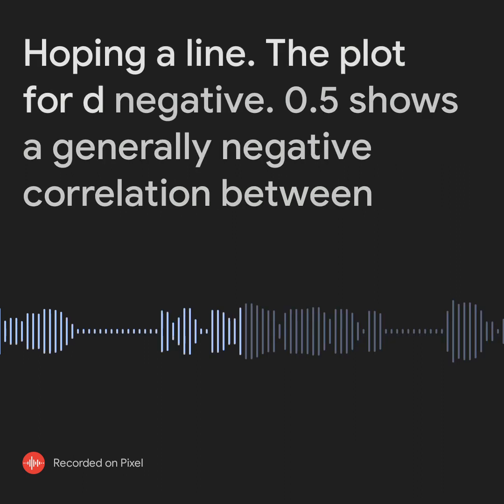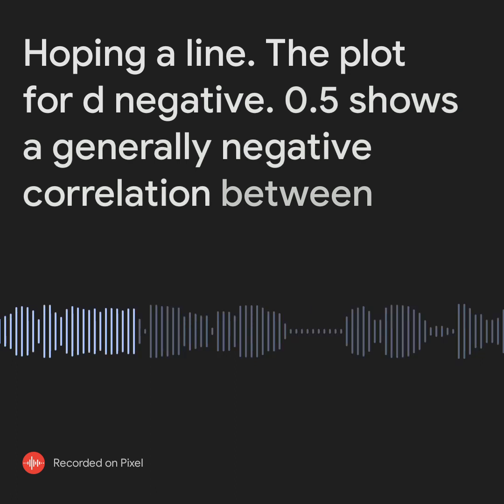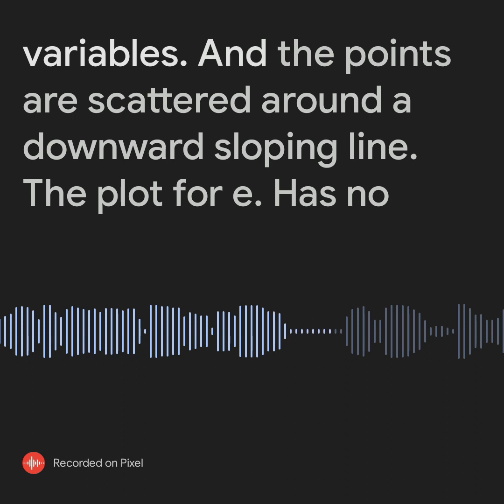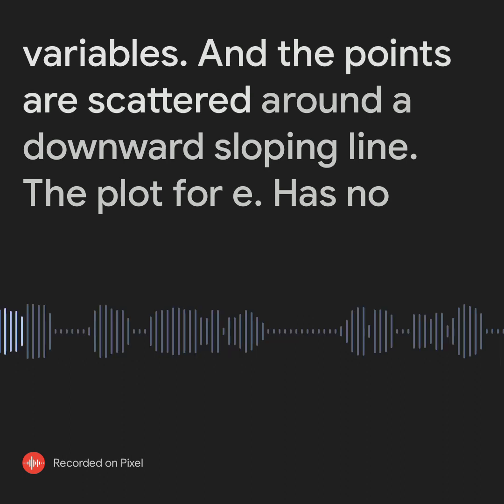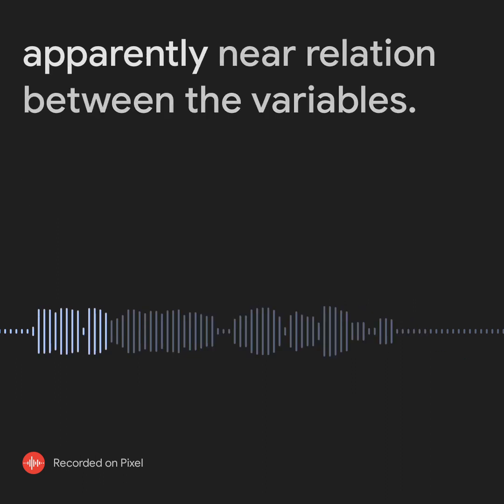The plot for D, negative 0.5, shows a generally negative correlation between variables, and the points are scattered around a downward sloping line. The plot for E has no apparent linear relation between the variables.